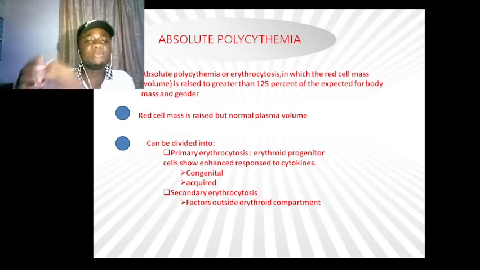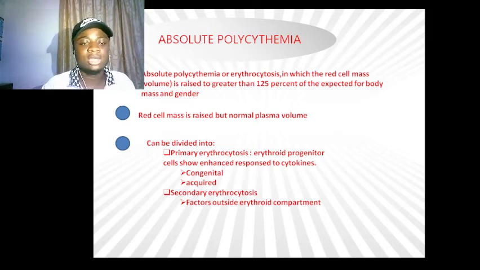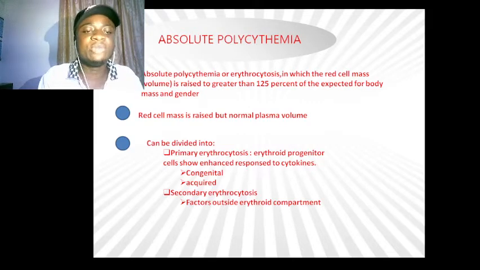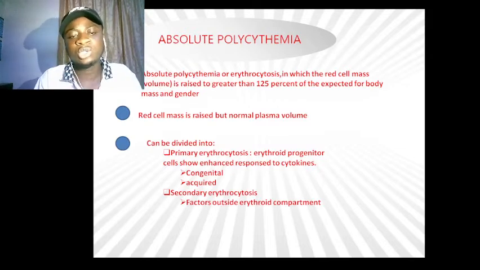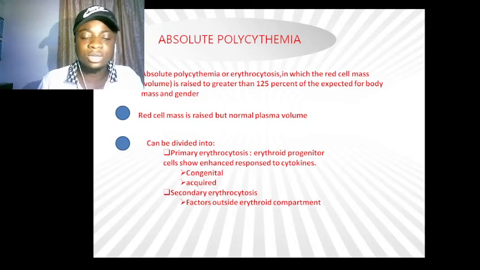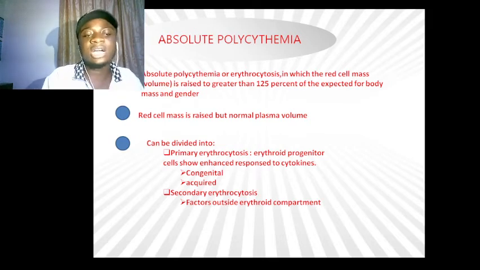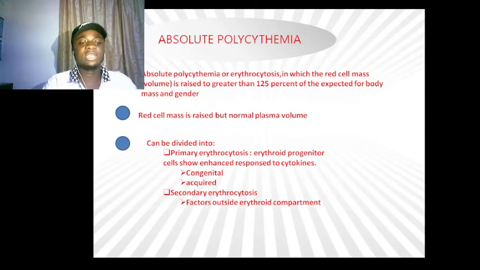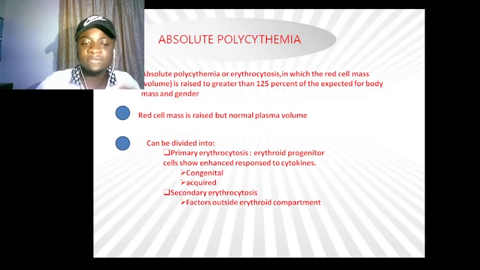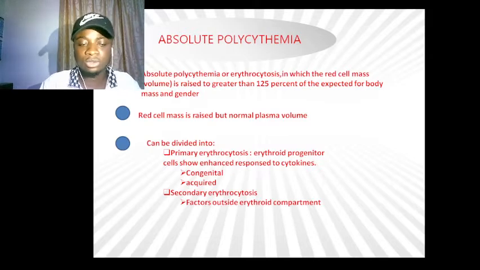You can have the primary erythrocytosis and of course the secondary erythrocytosis. Remember that I said the primary erythrocytosis, the condition is associated with the erythroid progenitor cells, and it can be congenital or acquired. But for the secondary erythrocytosis, the factors are outside the erythroid compartment. Different factors come together to cause the erythrocytosis, which we are going to see very soon.